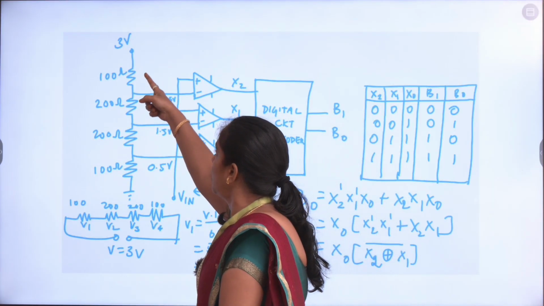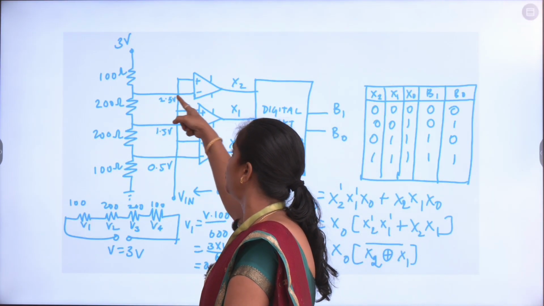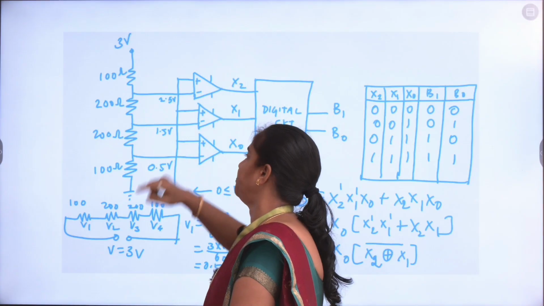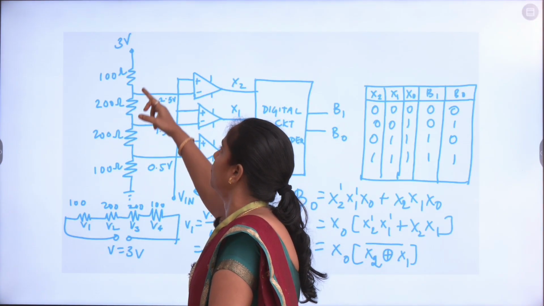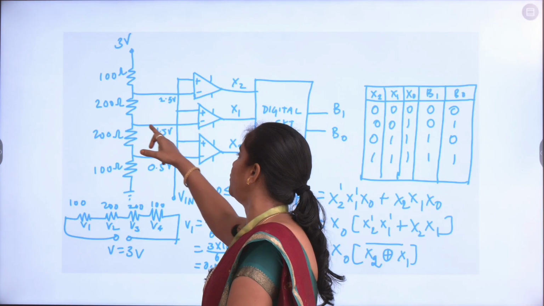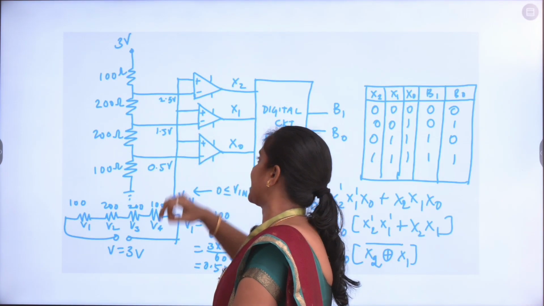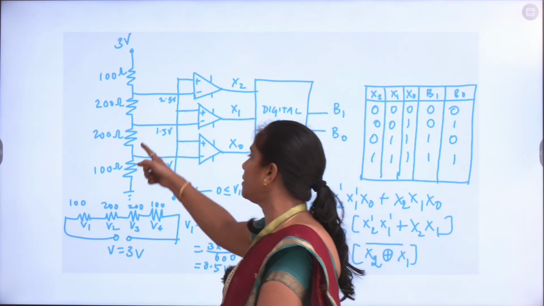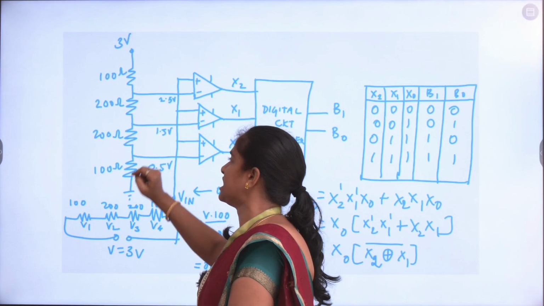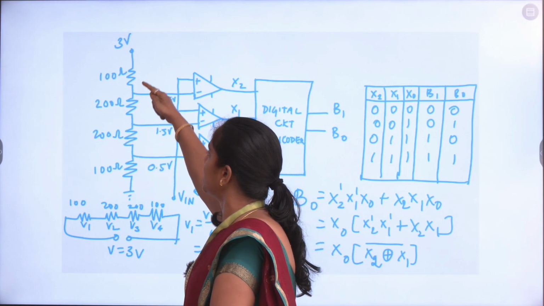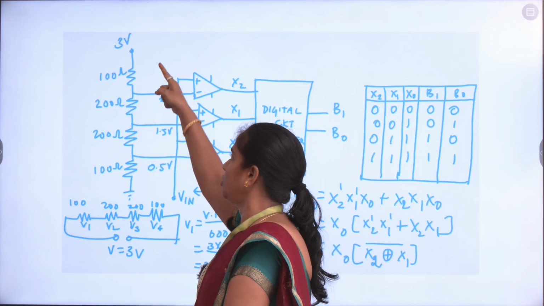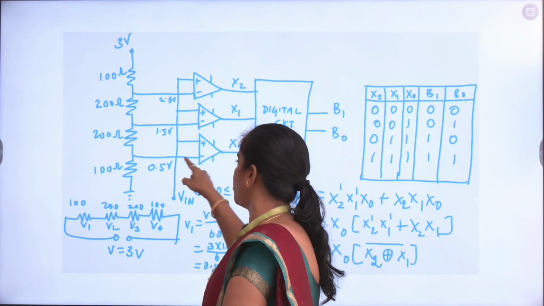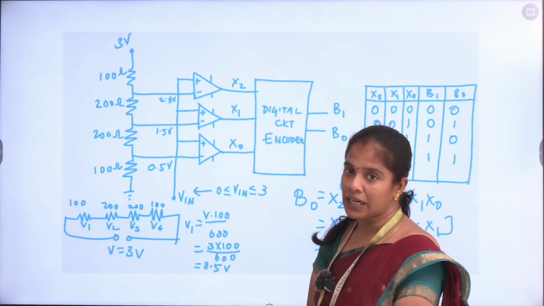So a drop of 0.5 volts is going to give you 2.5 volts here, and a drop of 1 plus 0.5, that is 1.5, from the total voltage of 3 volts will give you 1.5 at the second comparator. And another 1 volt drop will be there in the third resistance. So totally 1 plus 1 plus 0.5 is going to take 2.5 from the total voltage of 3 volts. So we are getting only 0.5 at the third comparator.